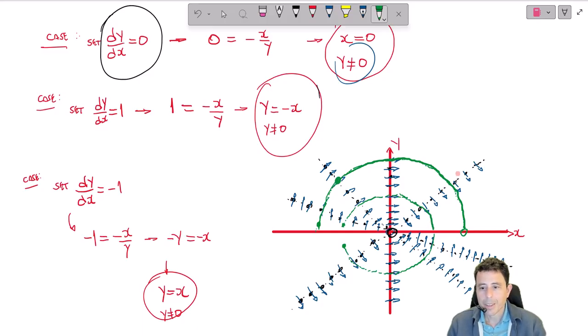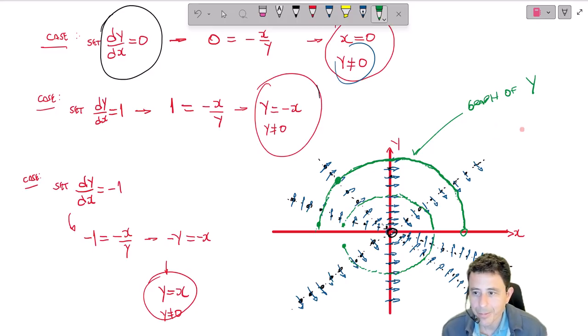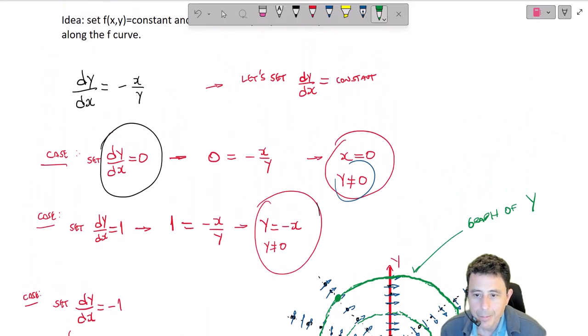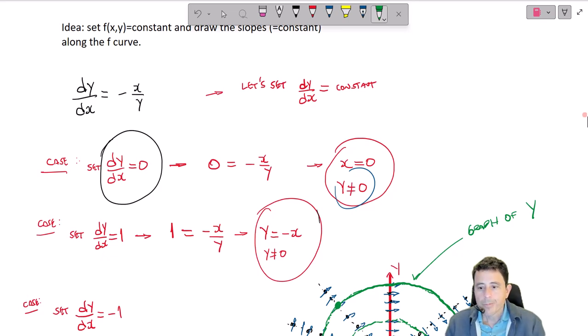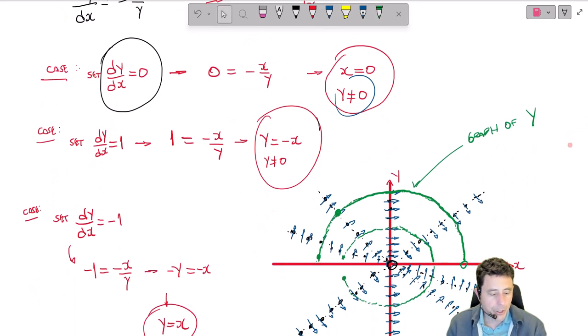Right? So that means this is the graph of y, our original y, from the ODE. And that describes the solution of that ODE, which is a circle.